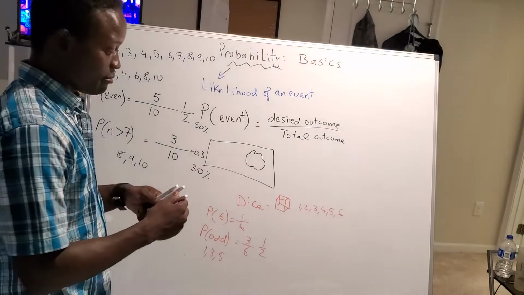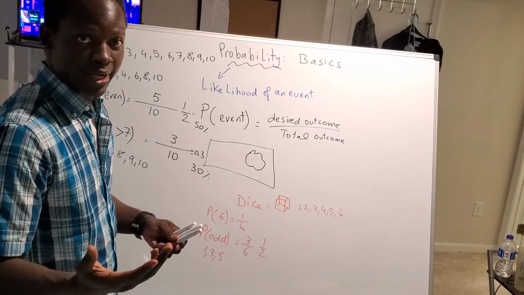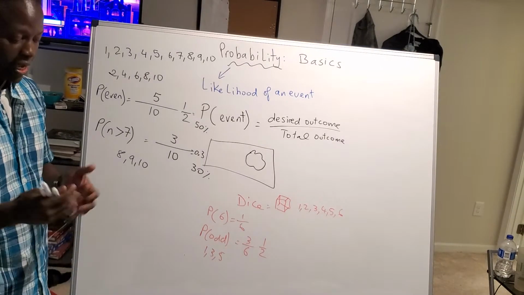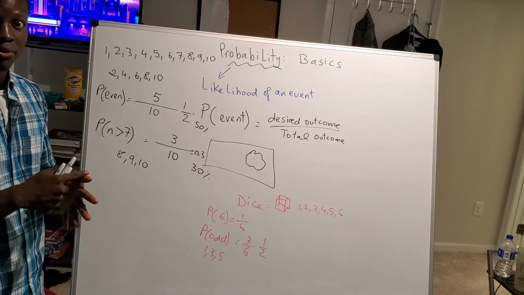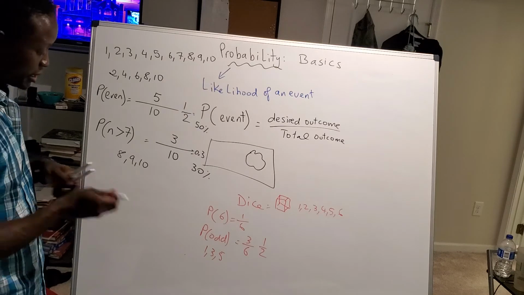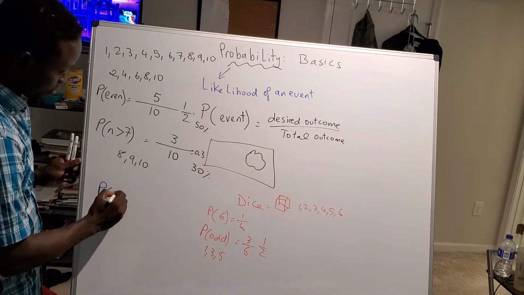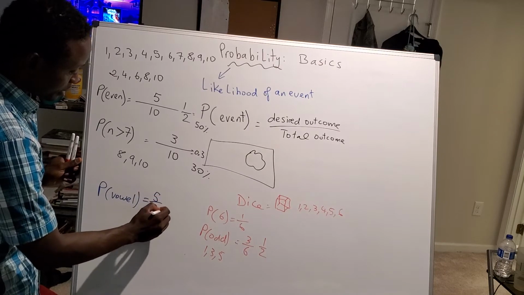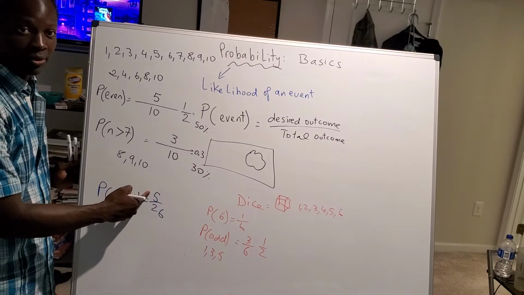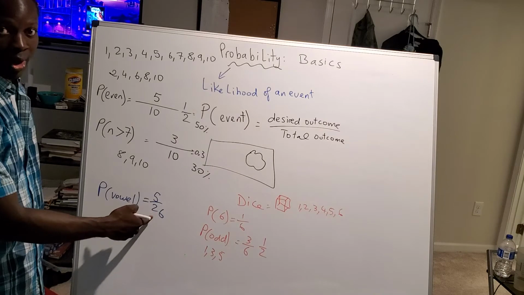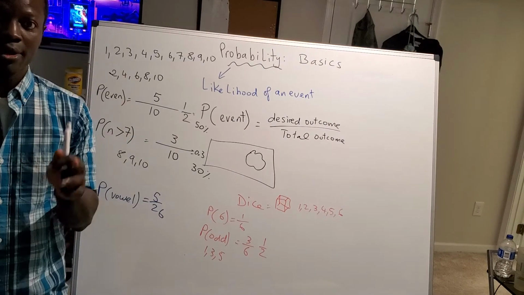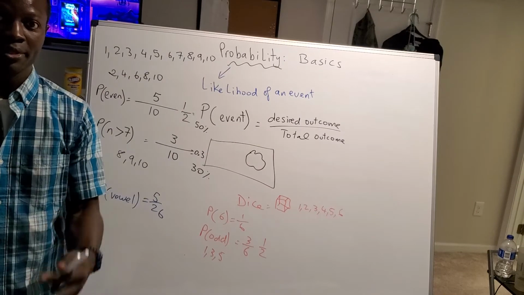I can tell you the same thing about the letters of the alphabet. How many letters in the alphabet? 26, right? What's the probability you get a vowel? How many vowels? I think it's A, E, I, O, U, right? So that's 5. So 5 over 26. The probability you get a vowel is 5 over 26 because there are 5 vowels. That's the desired outcome, and the total outcome is 26. So that's all you have to do. You have to know the desired outcome over the total possible outcome, and that will give you a chance.